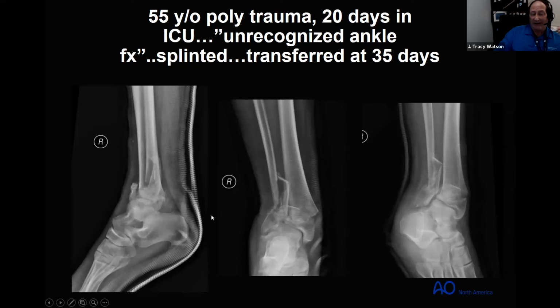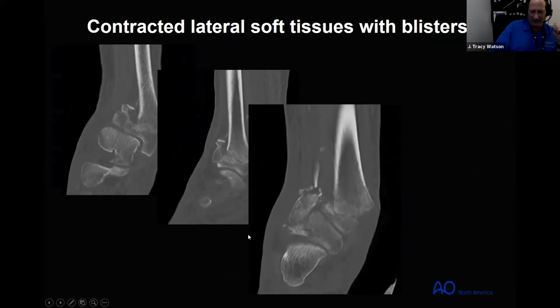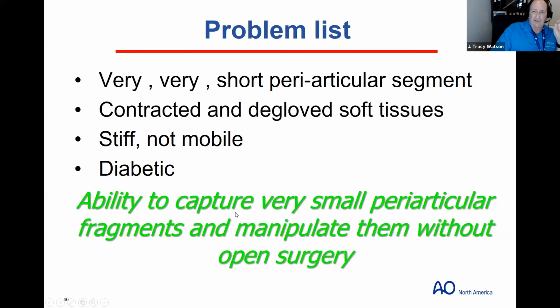Now we're starting to approach kind of the limits of what you can do. So this was a patient who was transferred at 35 days. The patient finally woke up out of the ICU coma and realized that the ankle was cockeyed and they had ankle pain. You can imagine at 35 days, the soft tissues laterally are very contracted, as are the soft tissues medially. So to put any type of an incision on this to try to reduce it would be fairly problematic. So again, this is actually kind of pushing the envelope, very thin articular surface, but just highlights what small wires can do. Very, very short periarticular segment, contracted and internally degloved soft tissues. It's very stiff, it's not mobile. And by the way, the patient's a diabetic. So let's just throw gas on the fire.